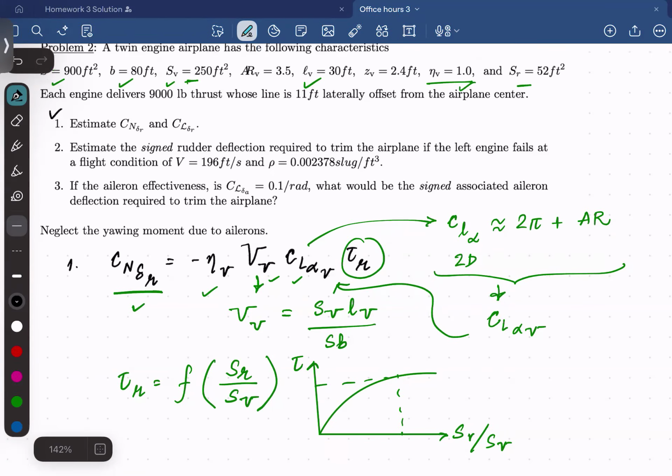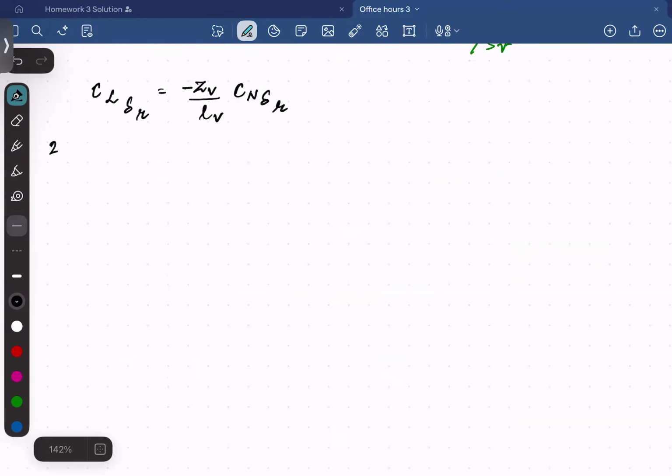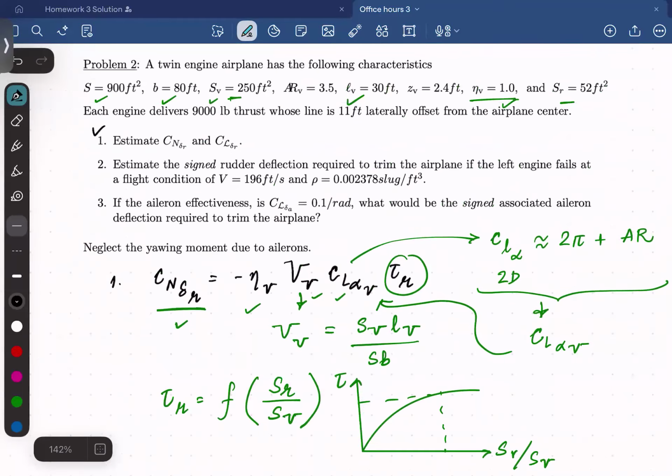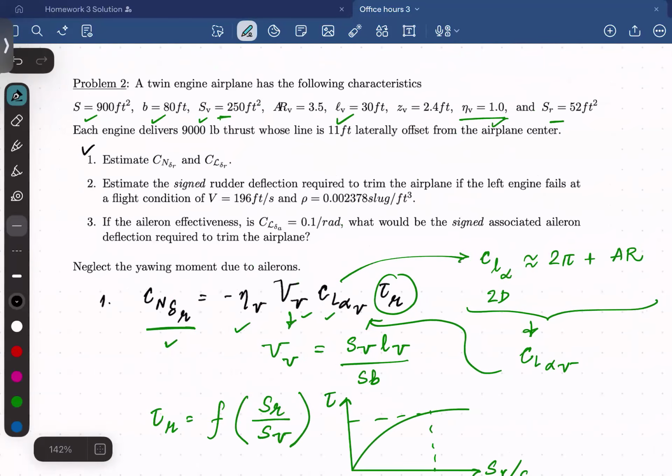Okay, so first part is done. Then estimate the signed rudder deflection required to trim the airplane if the left engine fails at a flight condition of 196 feet per second at some density. No issues. So let's go and tackle this. So once we have that, what we need is the moment due to this thrust asymmetry, right? So the left engine has failed. You are given thrust information: each engine delivers 9,000 pounds of thrust and 11 feet is the lateral offset.